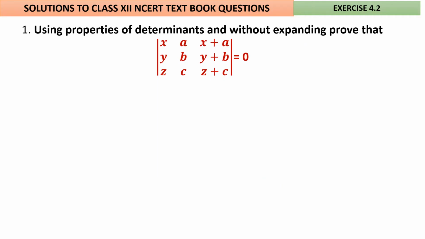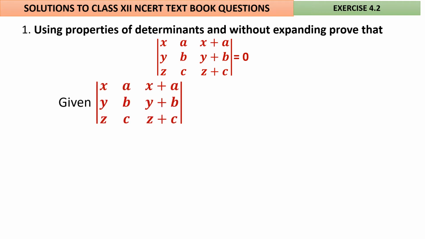Let us go to exercise 4.2. Using property of determinant and without expanding. That is very, very important. I am underlining the words without expanding. Prove that. The meaning is, if you use the property, then you can make this 0 without expanding it, by making use of the property that if any two rows or any two columns are identical, the value of the determinant vanishes.